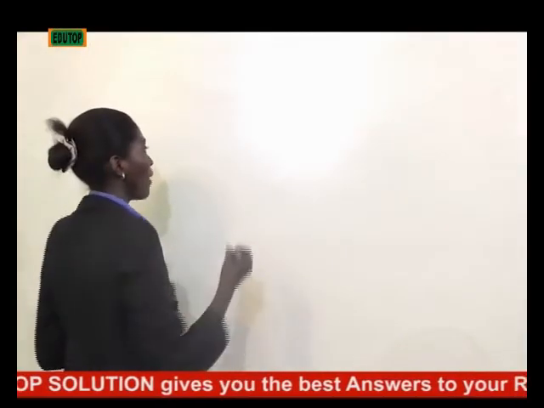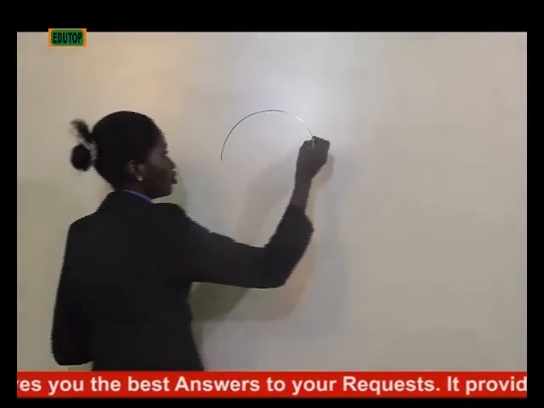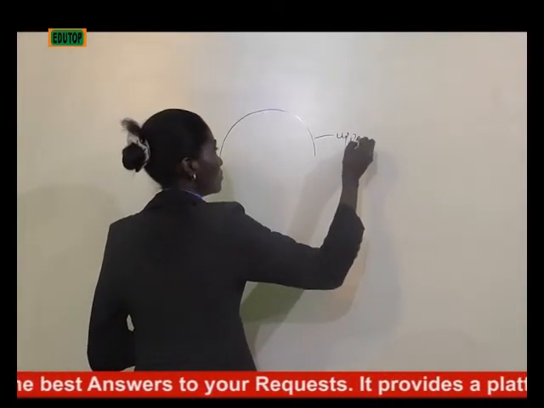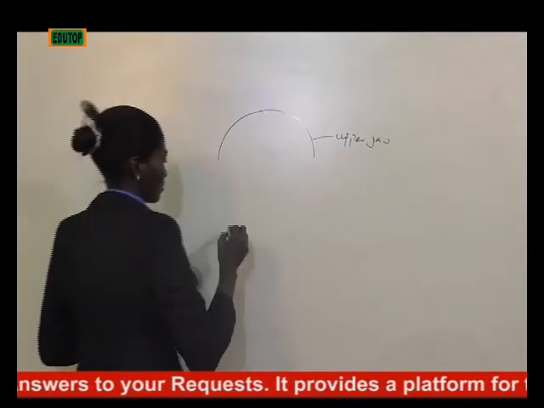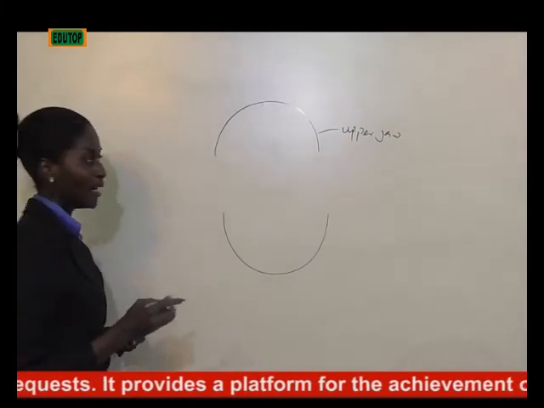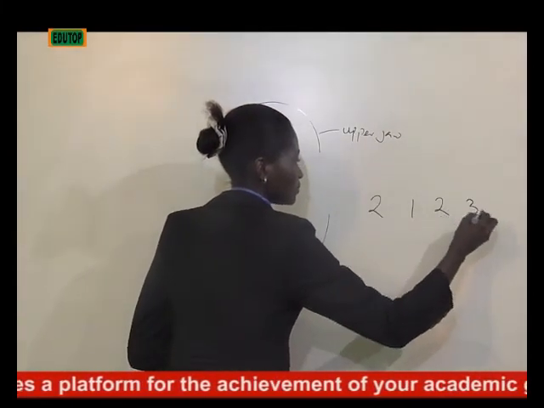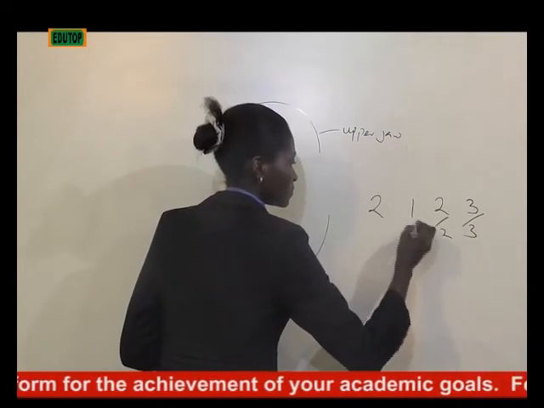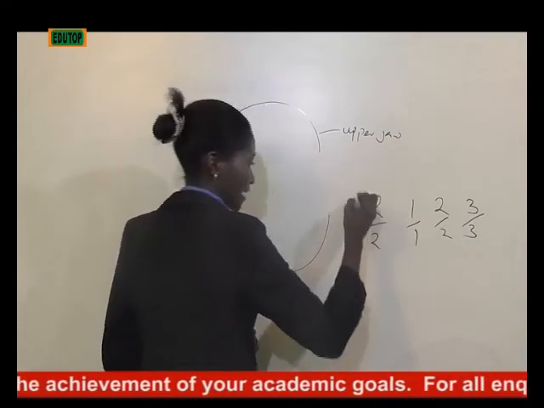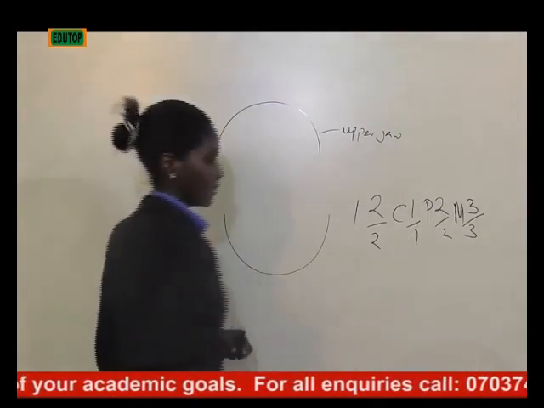So we have the upper jaw. Let's use this as a representation of the upper jaw. Then the lower jaw. And I said the dental formula of man is 2, 1, 2, 3. And I said incisor, canine, premolar, and molar, just in that order.